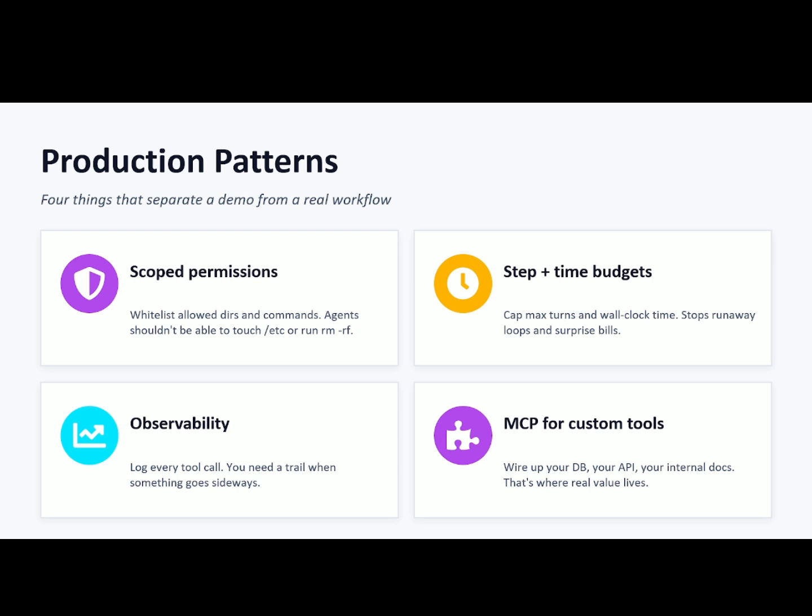2. Budgets. Set a maximum number of turns and a wall clock time limit. Agents can loop forever if you let them, and that translates into surprise bills. 3. Observability. Log every tool call. When something goes wrong at 2 a.m., you need a trail.